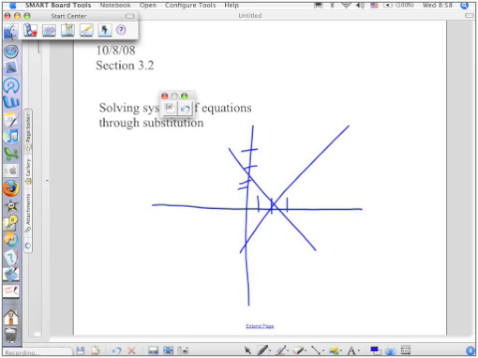All right, and I'm going to show you how to set it up because what you're doing when you're solving through substitution is you're working through a cycle, okay? And so to make sure that we get our cycle completely done, I have a little way of doing that.